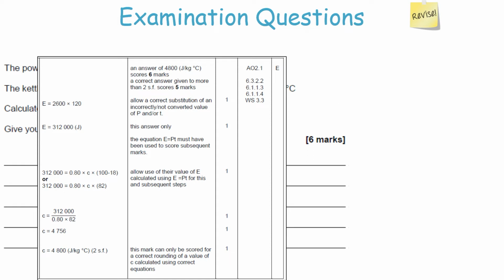So we then substitute the values into our equation and say 312,000 is equal to 0.80, the mass, times C, the specific heat capacity, times 82, which is the change in temperature. It's gone from 18 to 100 degrees. We then rearrange and work out our answer and we get 4,756. But please don't forget the question asked you to work out the answer to two significant figures. So you start counting your significant figures with the first non-zero number in your value. So that's the first number, 4. So you'd count 4,756. So 4 and 7 are the two significant figures, but because the next value is a 5, it rounds up. So it's 4,800 joules per kilogram degrees Celsius.